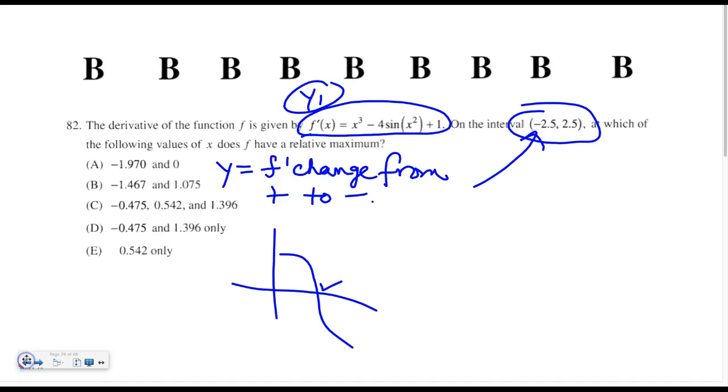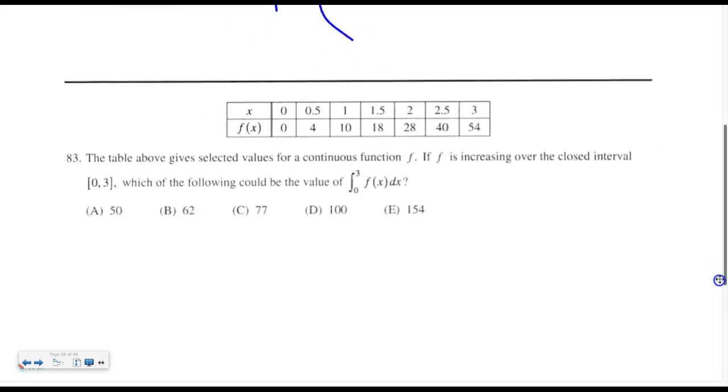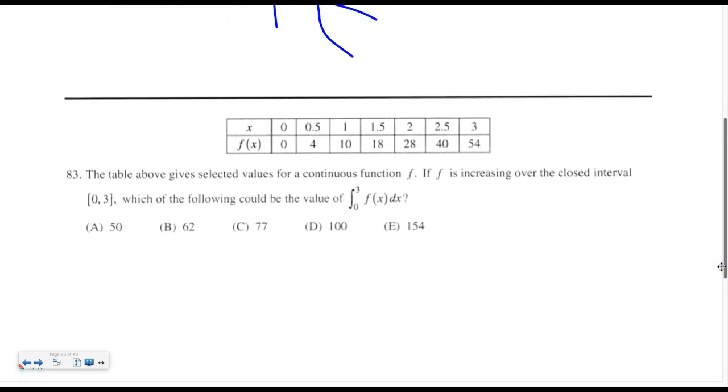There must have been another one at the bottom of this page here. Number 83, also calculator active. I don't know if it'll help you yet or not. This is actually what we discussed in class on Wednesday when we did the Riemann sums. This is giving you selected values along a curve, and it says which of the following could be the exact value. You don't know what the exact value is because you don't even know the function. If you had the function, you could just integrate it.